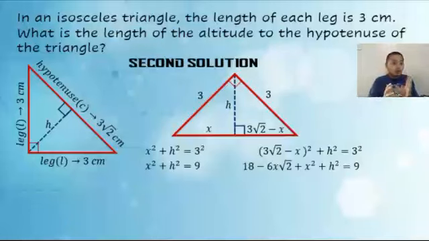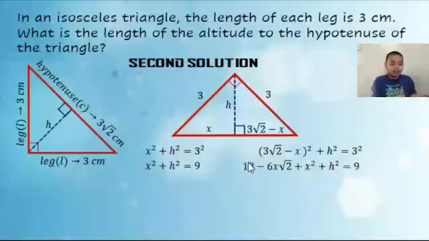Later you will see why I only identified the value of x squared plus h squared, not the value of h squared or the value of h. So let me continue this one. Again, my goal here is to identify the value of x squared plus h squared. So what am I going to do here?